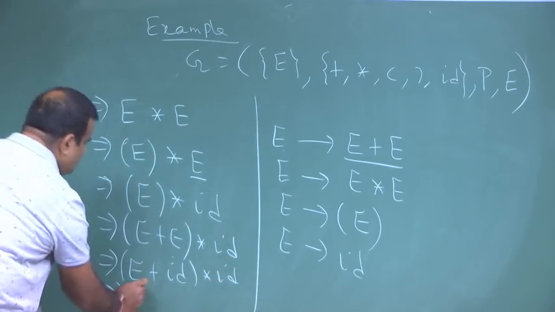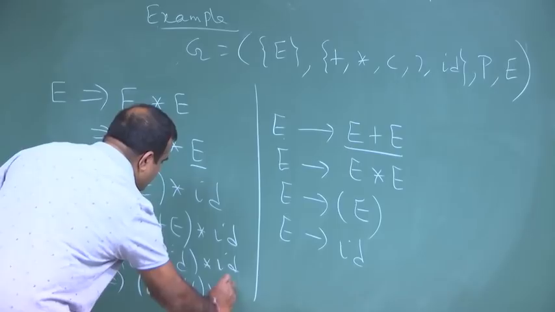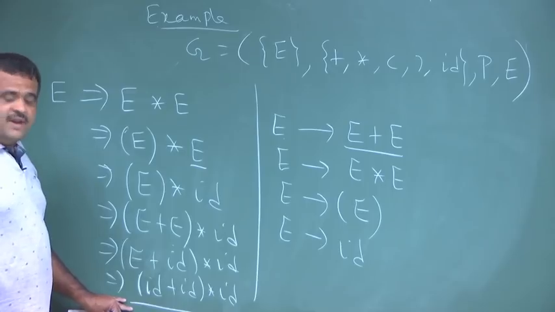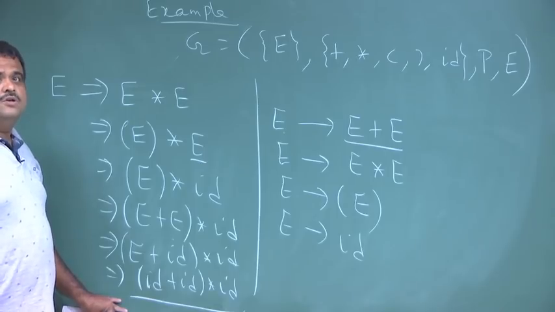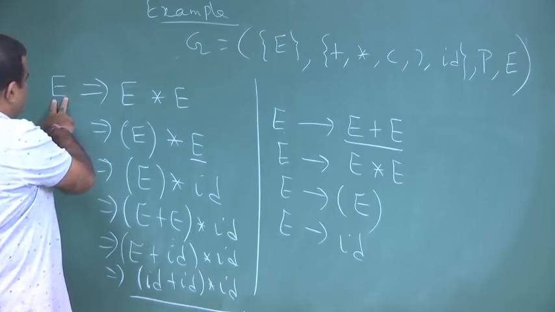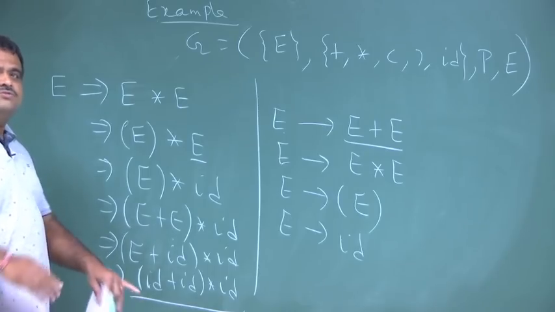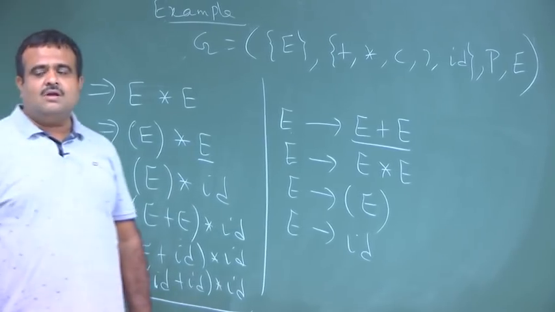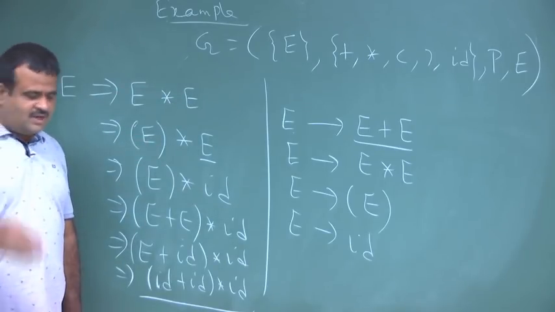Then again we can write this using id plus id star id. There is no variable in this string; this string only consists of terminals. So eventually we can derive it: we start from the starting variable and we can reach different strings. If we collect those, they are called the language of this grammar. We will formally define that.